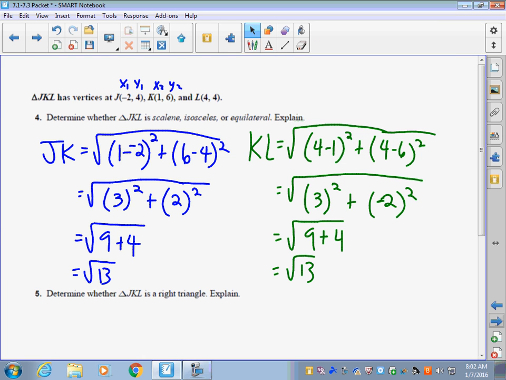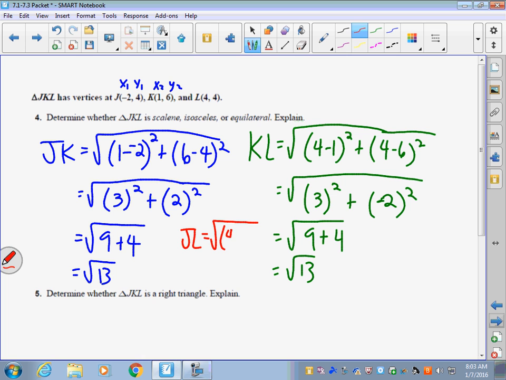And I think I ran out of little room, so I'm going to try to put this in the middle here. We did JK, we did KL. The last combination is JL. And that would be basically 4 minus the negative 2, parentheses squared, plus 4 minus 4. Sorry, I ran out of room. Basically, we have 6 parentheses squared plus 0 parentheses squared. Well, that's just going to give me square root of 36 is 6.